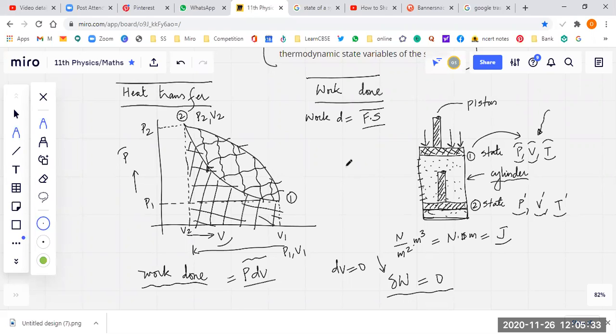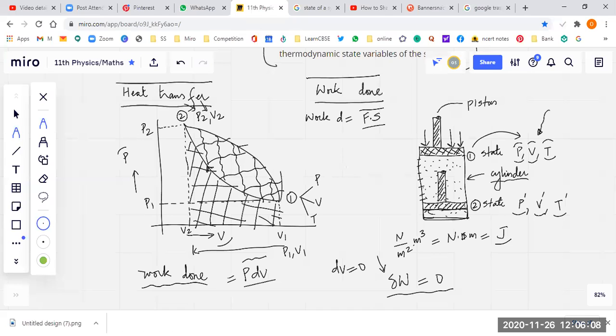What are the initial states? The initial thermodynamic state is represented by 1, and that depends upon the values of pressure, volume, and temperature, P1, V1. State 2 is represented by P2, V2, fixed values of thermodynamic variables. This work done is not only dependent on the values of thermodynamic variables at the initial and final positions. It also depends upon the path taken.